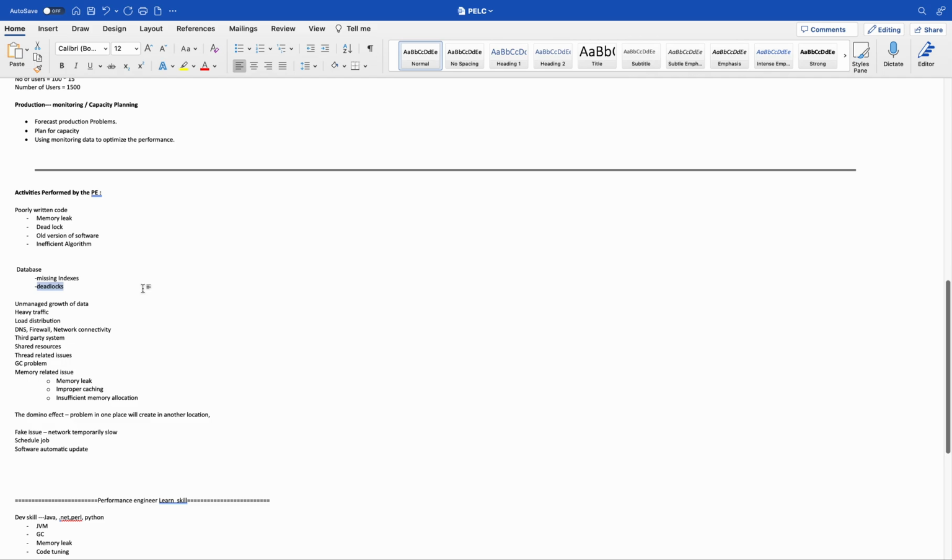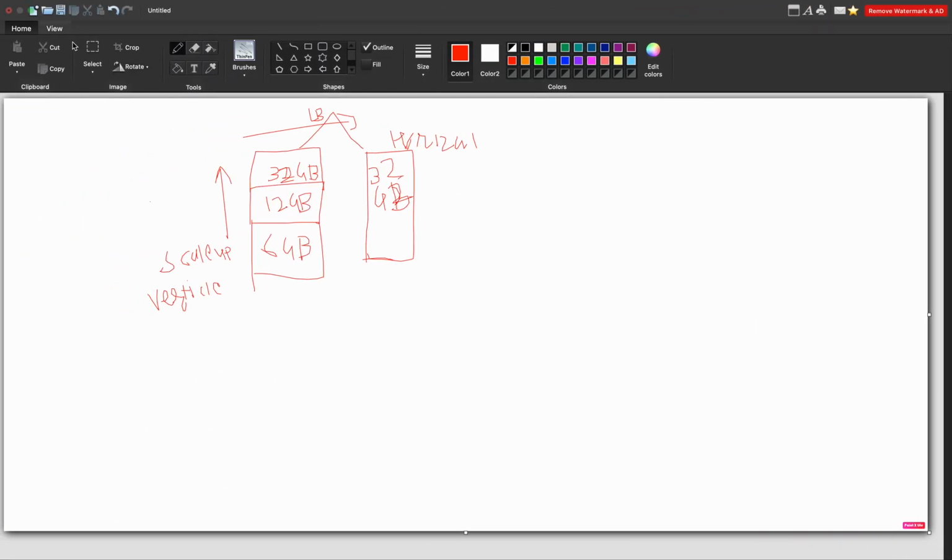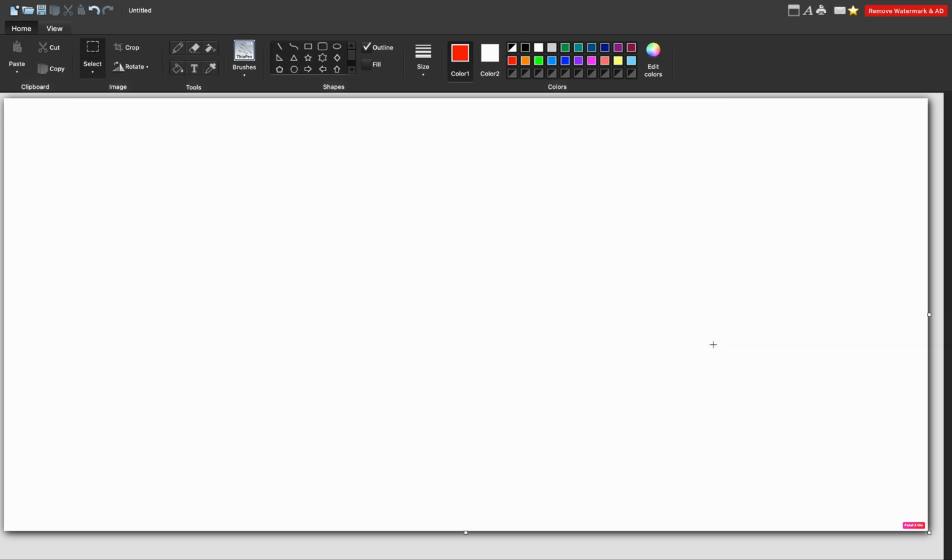So what is deadlock? Let me explain in simple terms. So let's say there are two users, A and B. Okay, this is user A, this is user B, this is printer 1, P1, this is printer 2. So what happened? A gives a print to printer 1. What will printer 1 do? It will print the document and go to sleep mode.